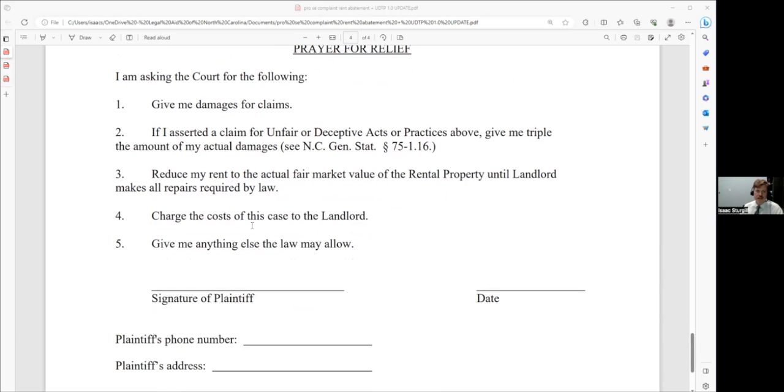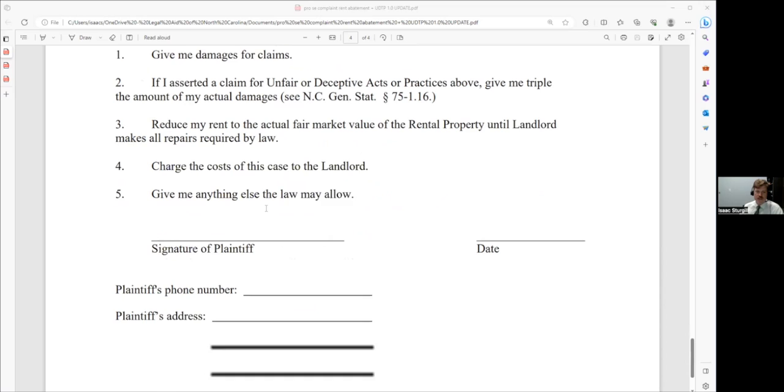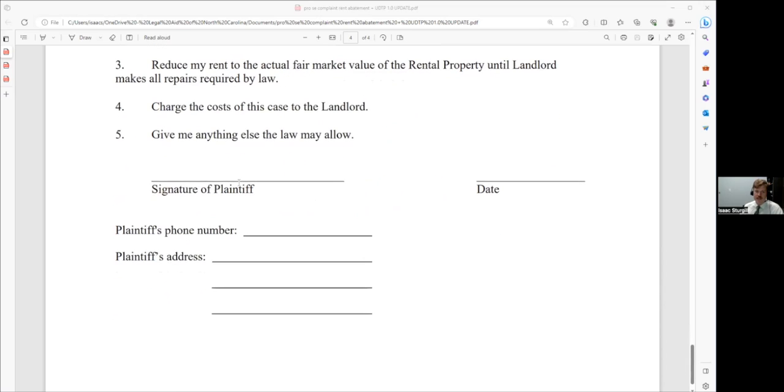So that is the first document. Now at the bottom, again, there's a place to sign it. You have to sign. So if someone's going to file a lawsuit, they have to sign it. If you don't sign it, it's no good.